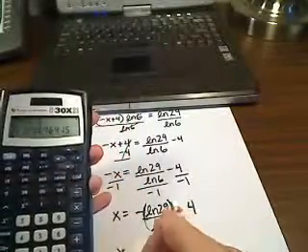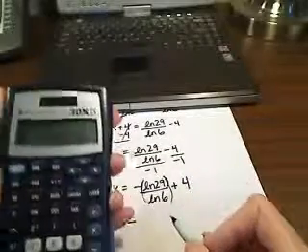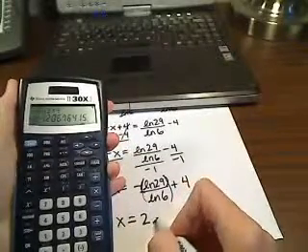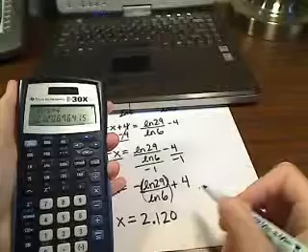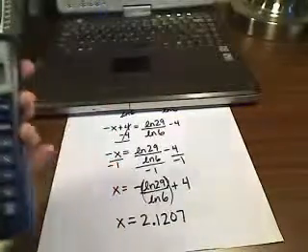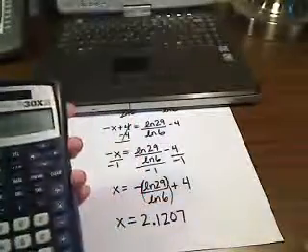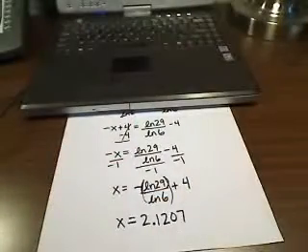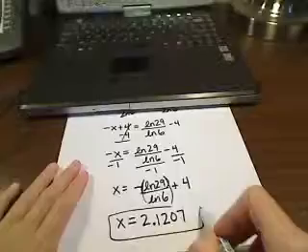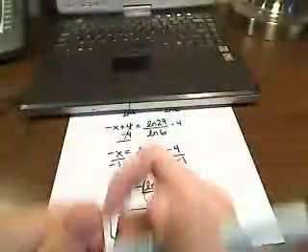Okay, so I get x equals, looks like 2.1207 if I round it. The problem asked us to round to 4 decimal places, so I'll just round it up to a 0.7. Okay, so that's your answer, and that problem should work if you plug that in.